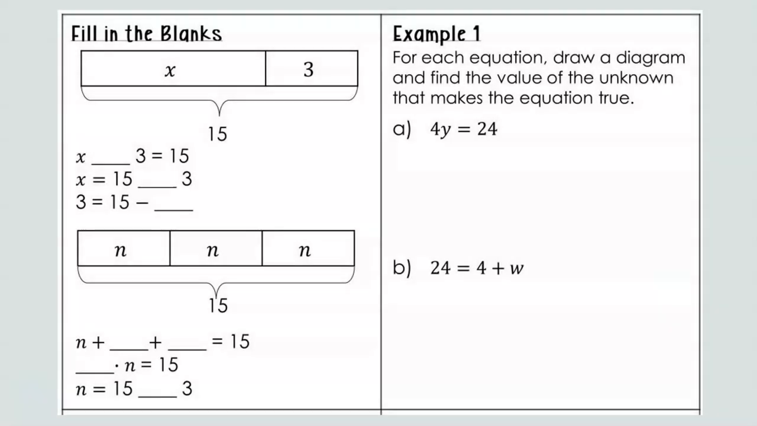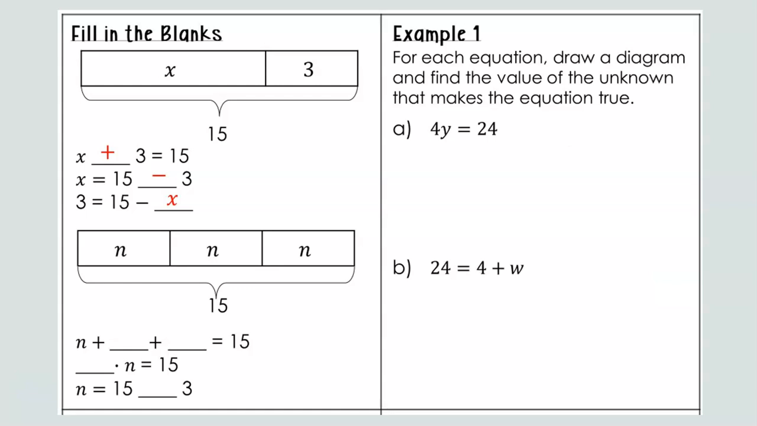We first have a tape diagram that shows us an x and a 3 equals 15. We can write this in a variety of ways. It shows us x plus 3 equals 15. But it can also be representative of x equals 15 minus 3, or 3 equals 15 minus x. All of these equations are in the same fact family and can be represented by that same diagram.